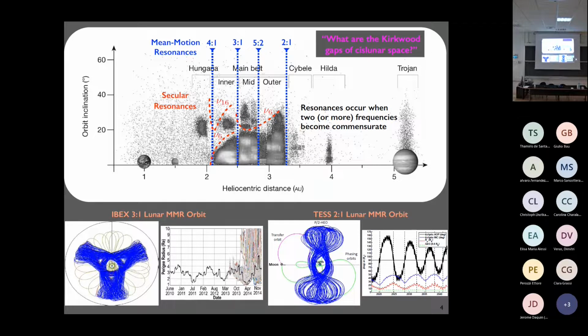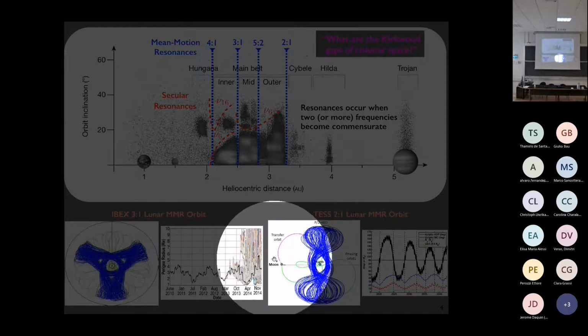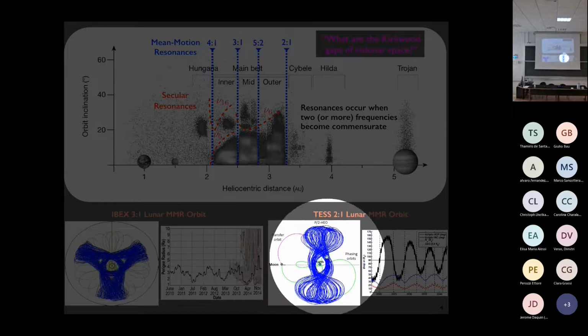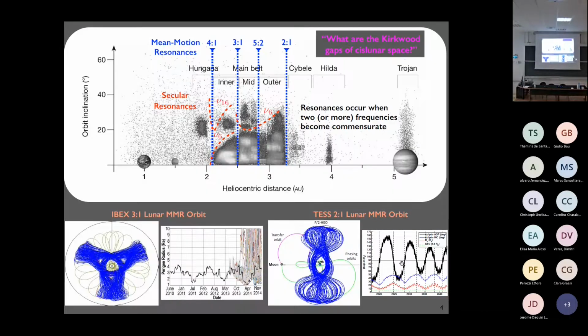Now, TESS followed suit, and it's orbiting in a 2-to-1 lunar mean motion resonance. Here, the Moon is on the left, and this orbit is also very long-term stable, as you can see.